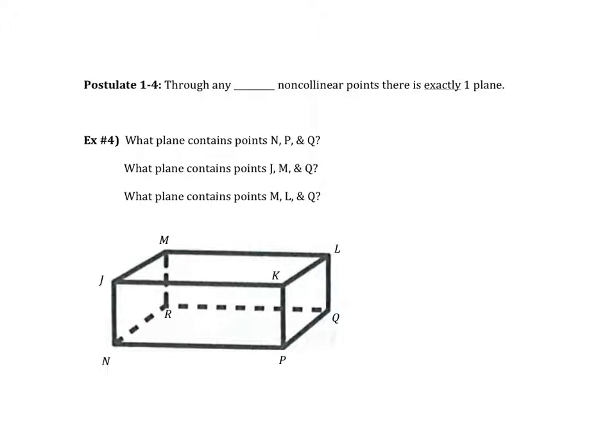Last little bit here. Postulate 1-4, through any blank non-collinear. What's non-collinear? You learned it yesterday. Not in a line, not in a straight line. So through any blank non-collinear points, there's exactly one plane. This is my favorite postulate. What's the number? Matthew, 3. And I told you it yesterday, so maybe you remember it, but we're going to go a little more in depth now. So through any 3 non-collinear points, there's exactly one plane.